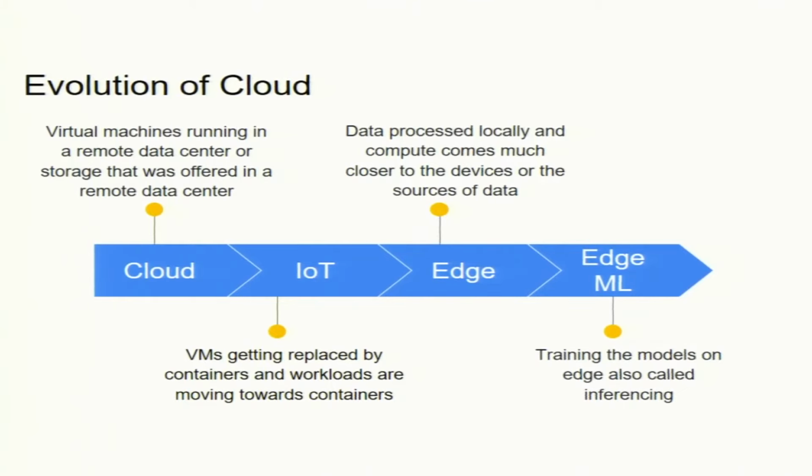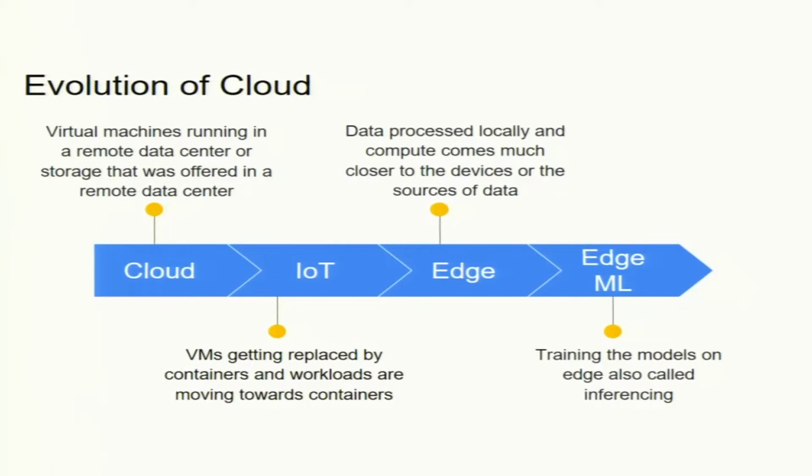So if you see the classical cloud, then the waves of innovation and the evolution of today's cloud, let us summarize that the classical cloud was served with the help of virtual machines running in a remote data center, or the storage that was offered through a remote data center.